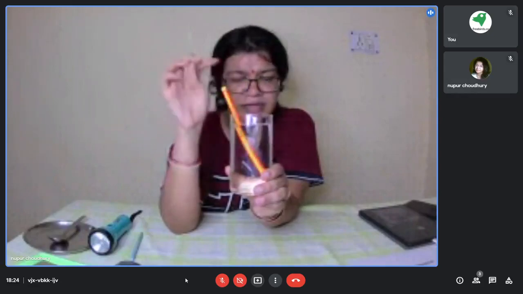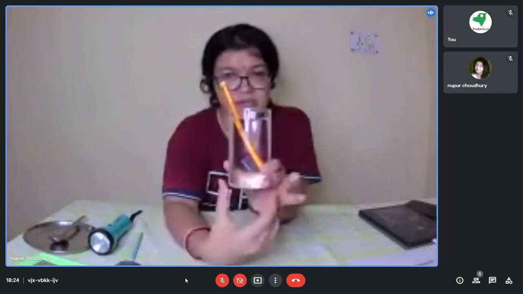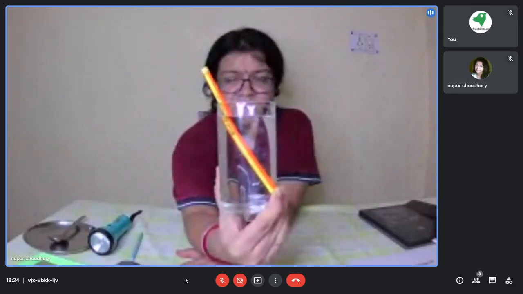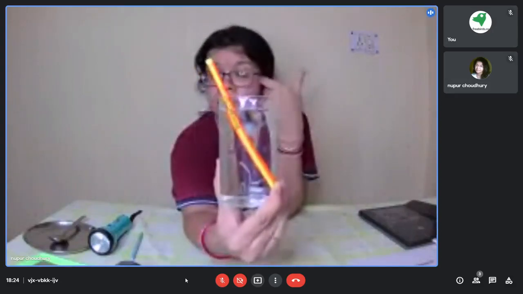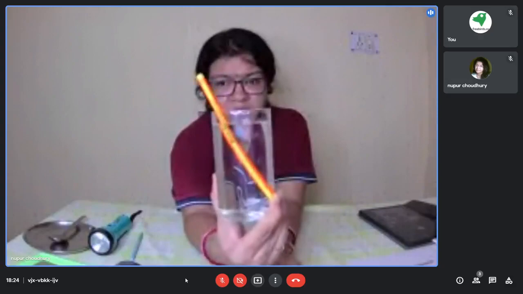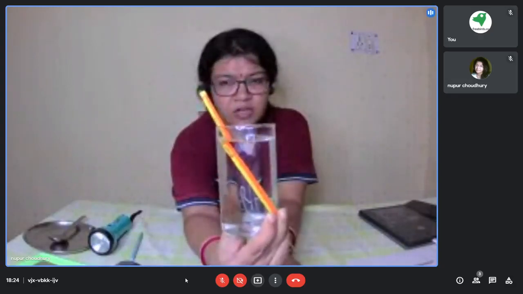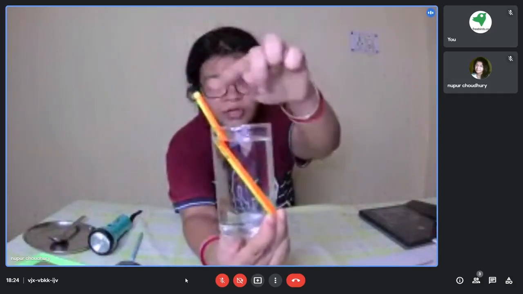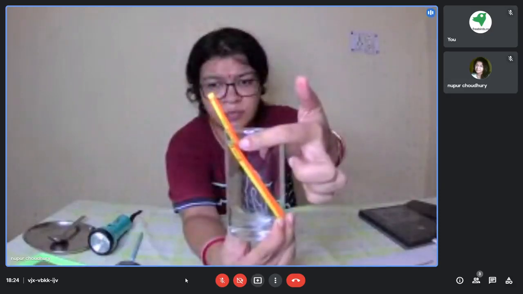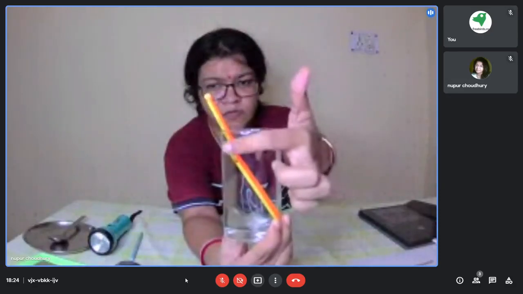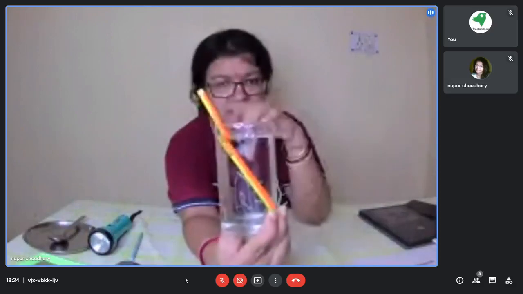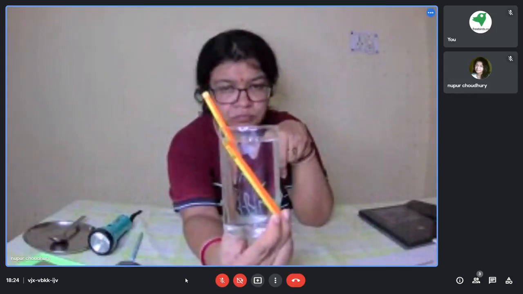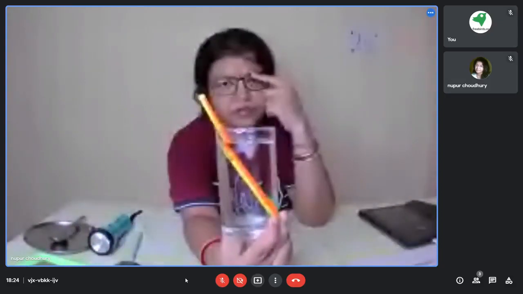Now if I bend it a little to create an angle of incidence, the light from this pencil will get refracted, and what we can see here is a broken pencil. It does not look like a single pencil. From this point to this point it looks like one part, and from this point to this point it looks like another part. So I can see two different parts of this pencil if I create an angle of incidence. This is a typical phenomenon of refraction.